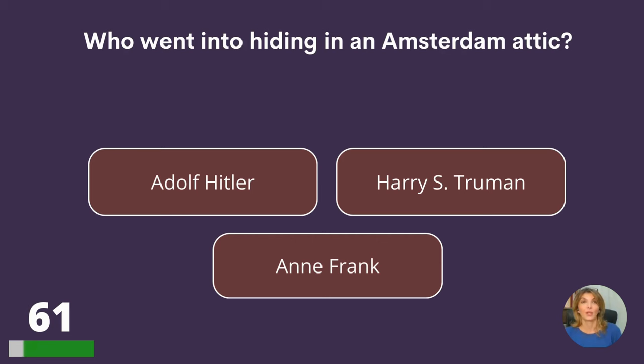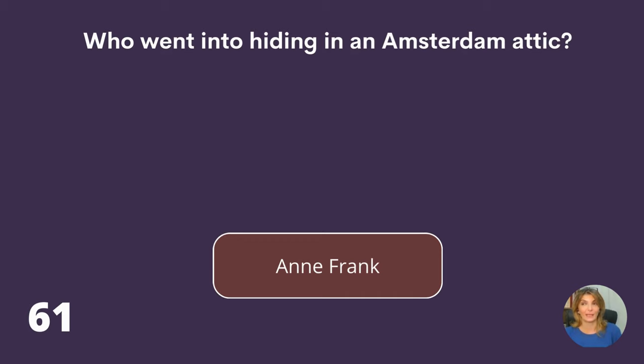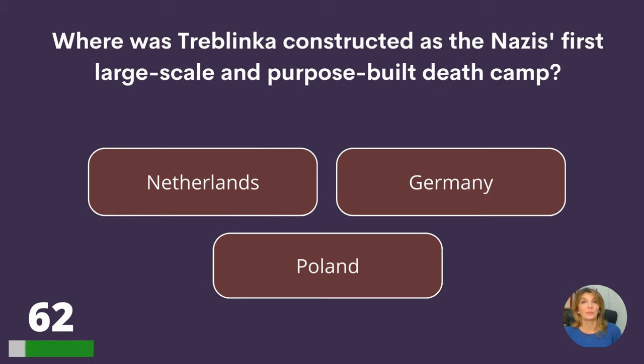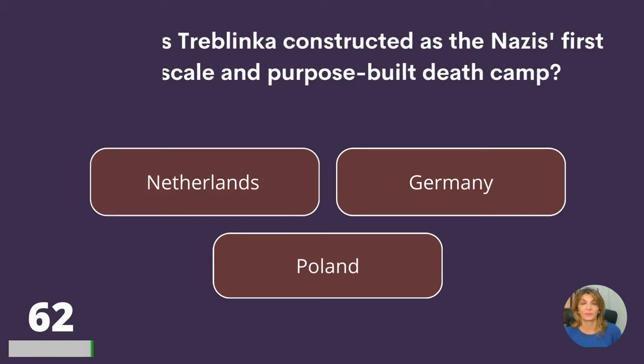Who went into hiding in an Amsterdam attic? Adolf Hitler, Harry S. Truman, or Anne Frank? Anne Frank. Where was Treblinka constructed as the Nazis' first large-scale and purpose-built death camp? The Netherlands, Germany, or Poland? Poland.